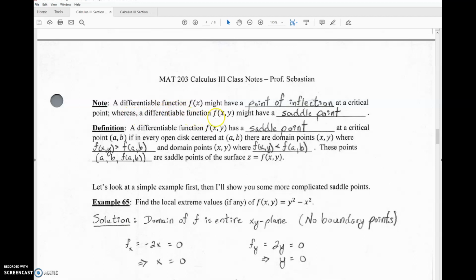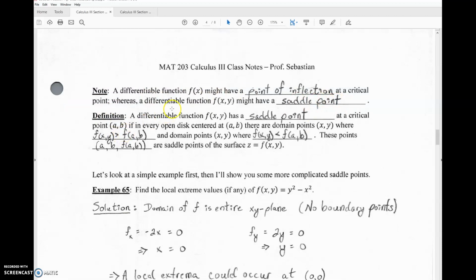Whereas a differentiable function f of xy might have what is called a saddle point. So now here's the definition of a saddle point. A differentiable function f of xy has a saddle point at a critical point (a, b) if in every open disk centered at (a, b) there are domain points (x, y) where f of xy is bigger than f of ab, and there are domain points (x, y) where f of xy is less than f of ab. So these points (a, b, f of ab) are saddle points on the surface z equals f of xy.